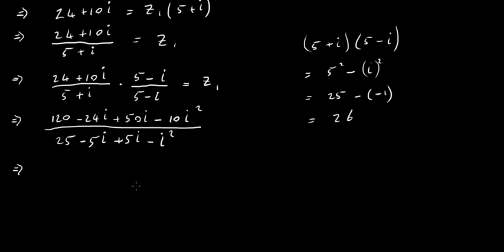Okay, so let's simplify the top and the bottom. Well, we've got 120, and we've got this minus 10I squared. Well, minus 10I squared is just going to be equal to minus 10 times minus 1. So that's just going to be 10. So 120 plus 10 is 130. You've got minus 24I plus 50I, so that's plus 26I.